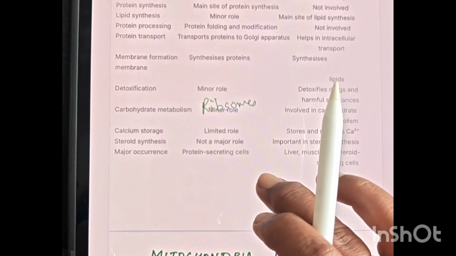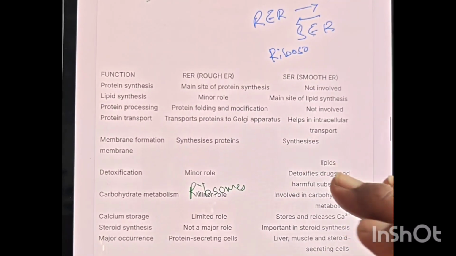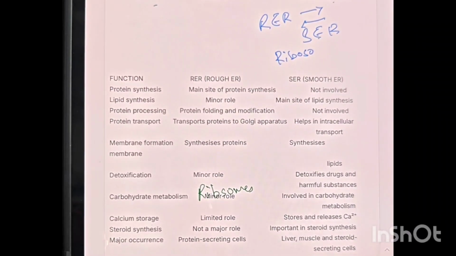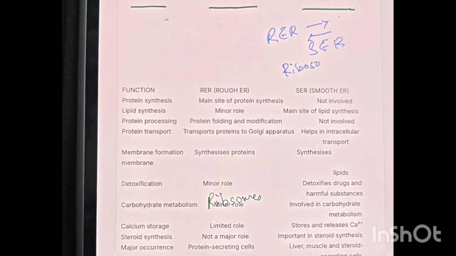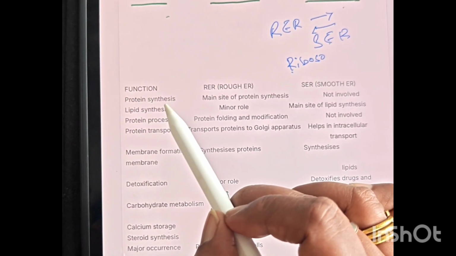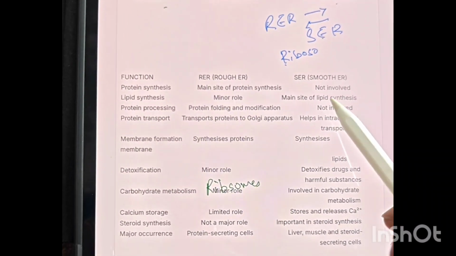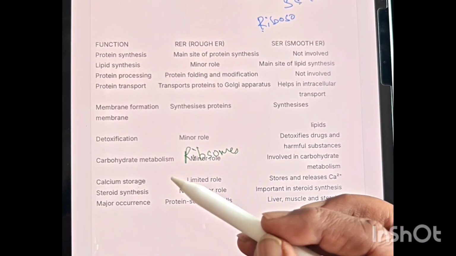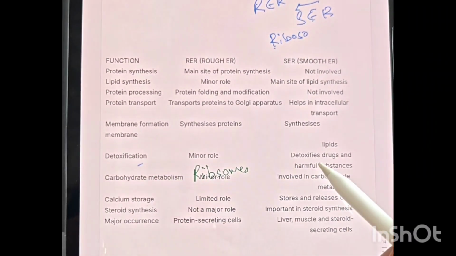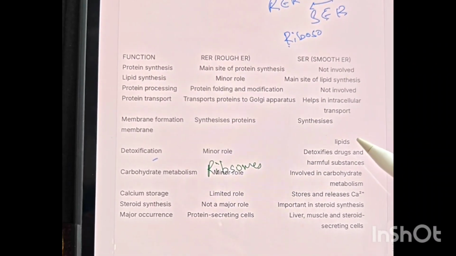So this was about the functions of rough and smooth endoplasmic reticulum. Hope you understand, and in competitive exams or in your exam the functions can be asked. Keep in mind, wherever there is a ribosome, it will be related to protein synthesis, and wherever there is no ribosome it will be related to lipid synthesis, steroid synthesis or carbohydrate metabolism. Detoxification is also one of the major functions; it removes all the impurities from your cells.